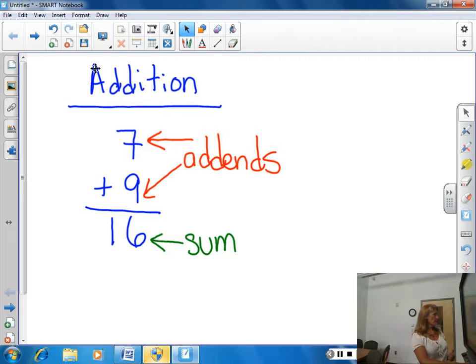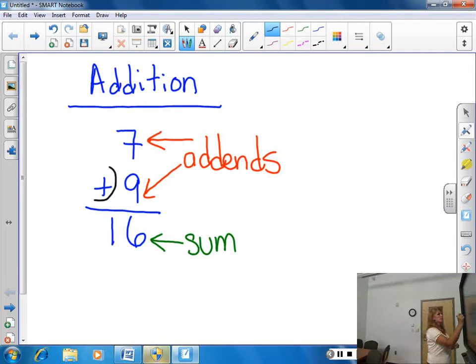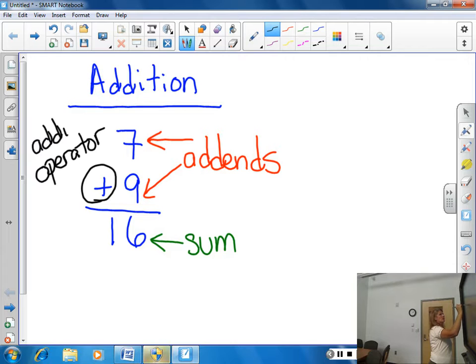But also we have a couple of other things I want to point out. This over here is the addition sign, and it's called the operator. It's actually, in this case, the addition operator. So the operator or operation is the symbol that tells you what to do. With the plus sign, it tells you that you're adding. It's an operation or an operator.